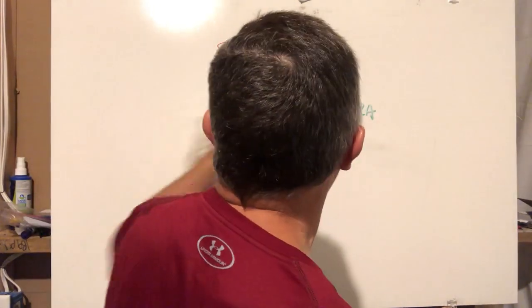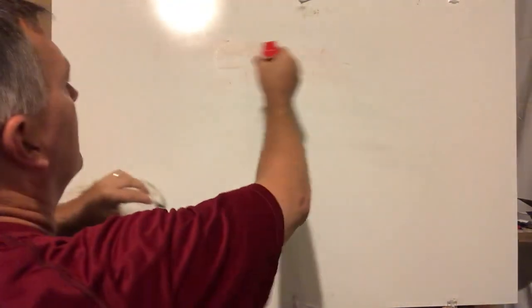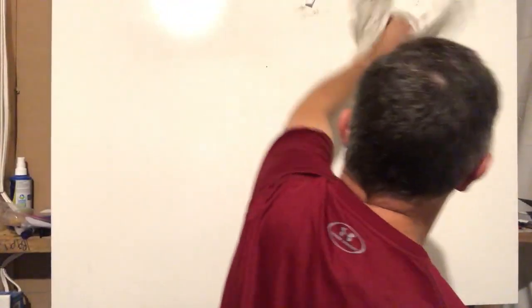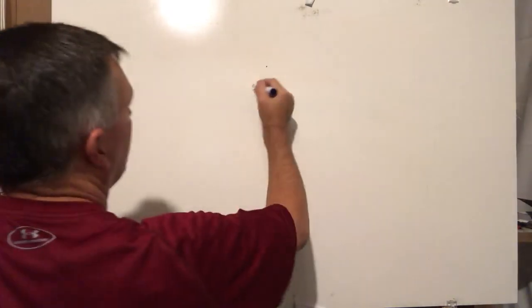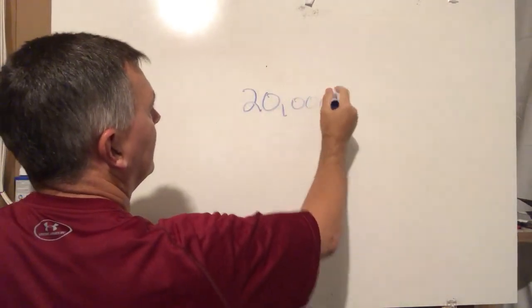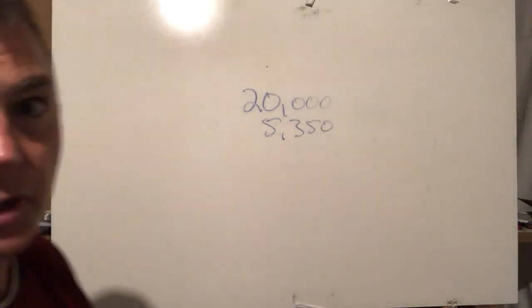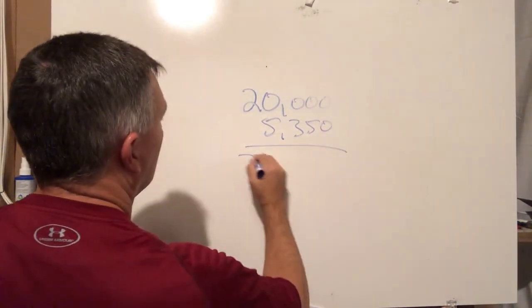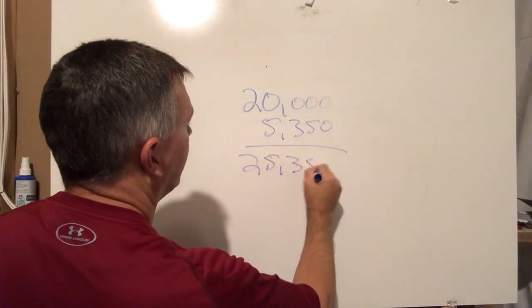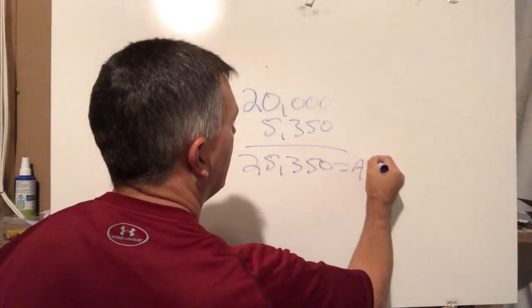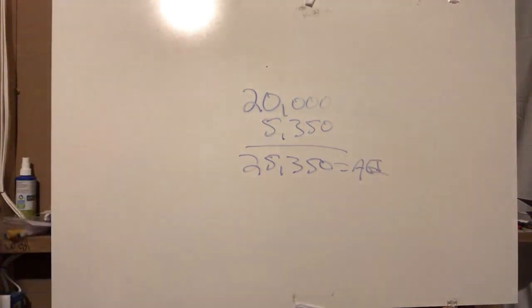All right, so 5,350. And what we're going to do, we're going to erase all that. We have $20,000 coming from her IRA, and we got 5,350 is her amount of Social Security income subject to taxation. All right, so we got 20,000 from an IRA, and 5,350 is her Social Security that's subject to taxation, which gives us 25,350 as AGI. That's her adjusted gross income.